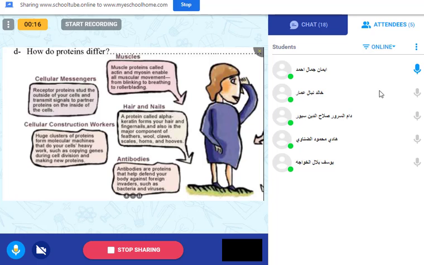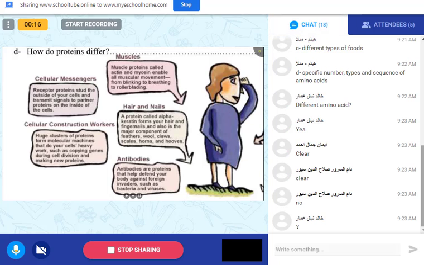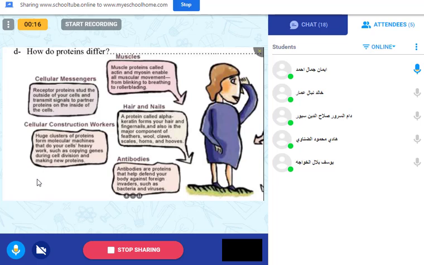Let Iman start. Cellular messengers. Receptor proteins stud the outside of your cell and transmit signals to partner proteins on the inside of the cell. So some of these proteins work as receptors on the surface of the cell. They receive the different messages and transmit them to the inside of the cell. This is one of the important functions of proteins. They work as messenger receptors.